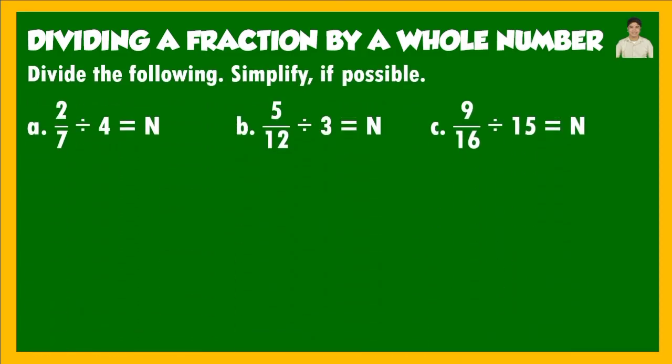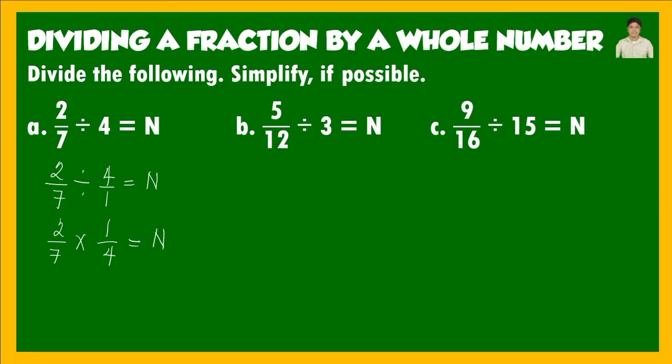So, same technique pa rin po naman kasi mas madali po yung keep, change, and flip technique. So, we have 2 sevenths divided by 4 is equal to n. So, magiging 2 over 7 divided by 4 over 1 is equal to n. Next, keep the dividend 2 over 7. And then, division will become multiplication. And then 4 over 1, this will become 1 over 4 is equal to n.